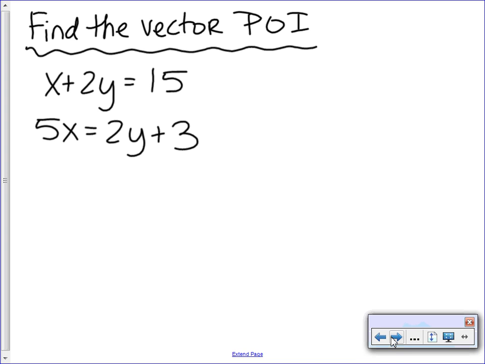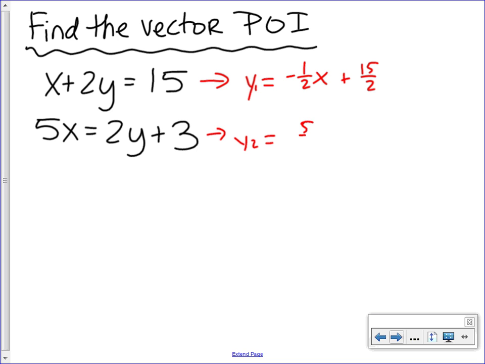In your mind, manipulate it. This becomes y equals y1. Negative 1/2 x plus 15 over 2. Gorgeous. And y2 is 5 over 2 x minus 3 over 2. You're right, that's very important. Yes. Okay.